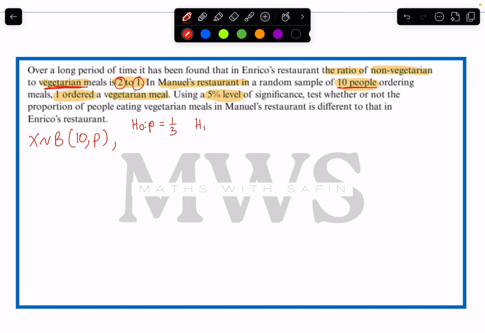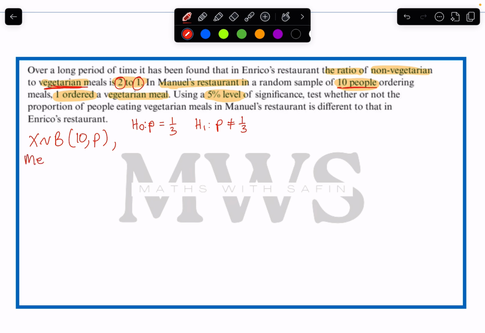And the alternative hypothesis is where p is not equal to 1/3, because we don't know if it's going to be greater than or less than. So therefore we say not equal to 1/3. And this is where the question becomes a two-tailed question. So we need to have a look at how we can answer it.